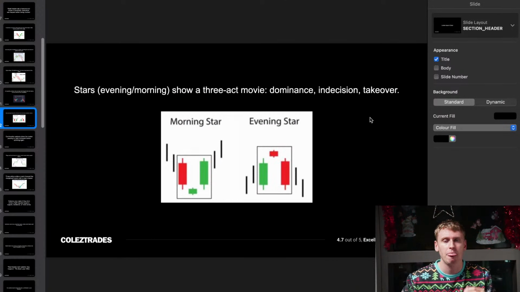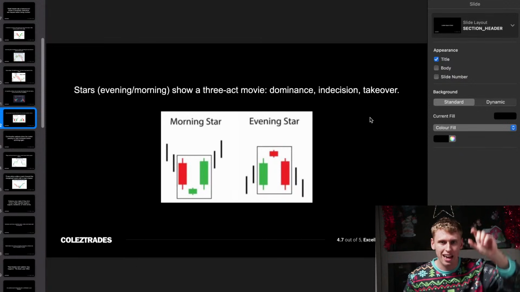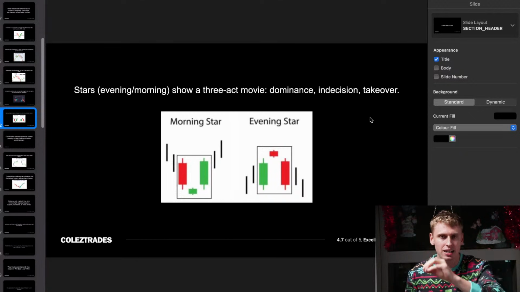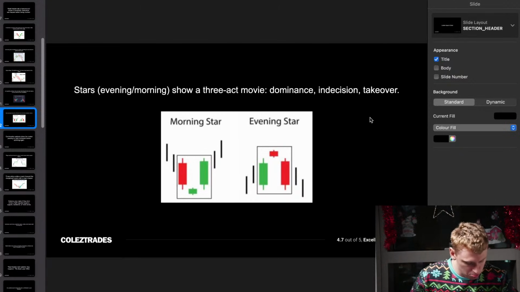So again, a morning and evening star. Morning star is just the bullish one, evening star is just the bearish one. It shows dominance, a big candle down, a small candle, indecision, and then takeover, a big candle the opposite way. Okay, let me know if that makes sense. It's a bit more of an advanced one, so let me know if that makes sense.